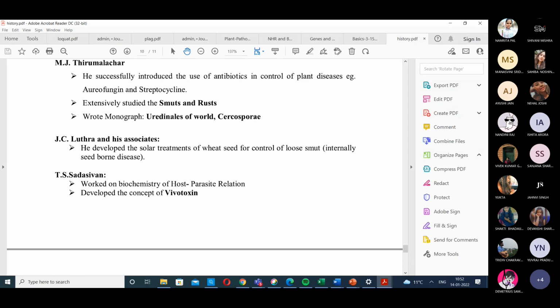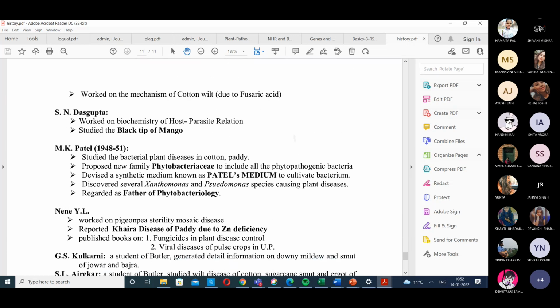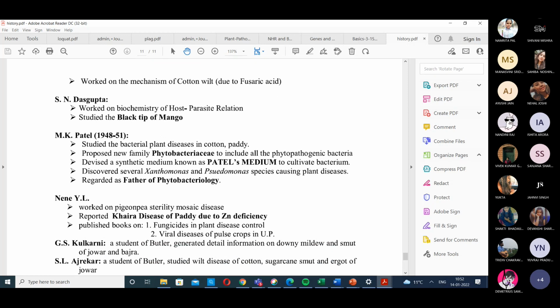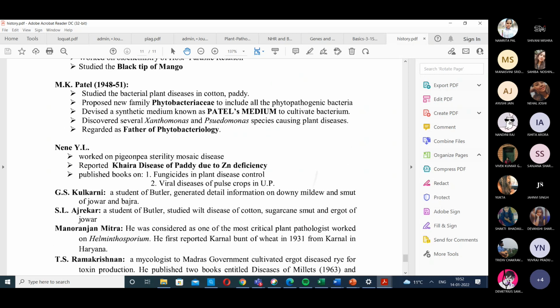Then T.S. Sadasivan, he worked on biochemistry of host parasite relation. He also developed the concept of vivotoxin. Again, he worked on the mechanism of cotton wilt. Then S.N. Das Gupta, he worked on biochemistry of host parasite relation. He studied the disease called black tip of mango. Then N.K. Patel, he studied some bacterial diseases in cotton, and is known as the father of phytobacteriology.